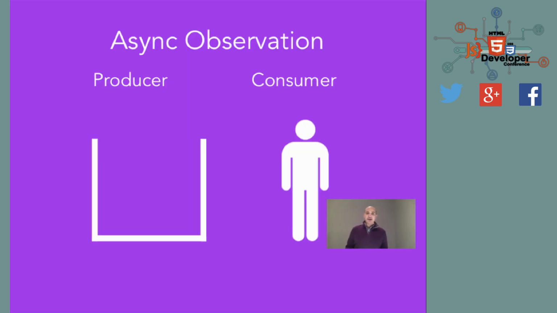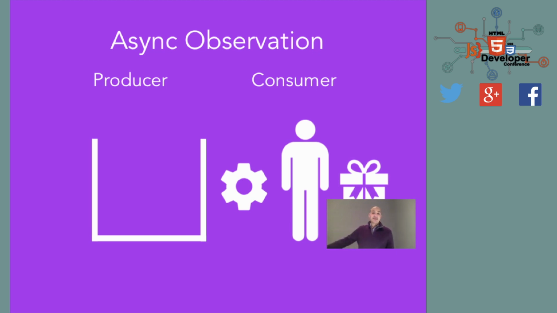So async observation is a lot like async iteration. Because it's observation, the consumer hands an observer to the producer, and the producer pushes values into it, just like before. However, when a value is pushed to the consumer, it returns a promise. And this promise basically represents the promise that will be fulfilled only when we've successfully written that data out to the output stream.